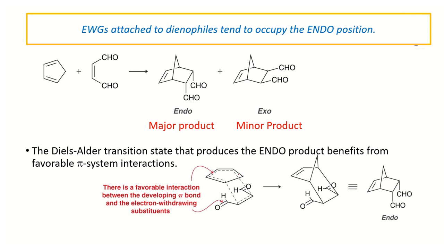When we have electron withdrawing groups on the dienophile, the major product is endo. And for a simple reason, the electron withdrawing group has some sort of delta plus associated with it, some sort of partial positive charge, and that will interact with the electron-rich diene. That interaction, once the click happens, i.e. once the two sigma bonds are formed here and here, then of course the electron withdrawing groups are in an endo position, not exo.